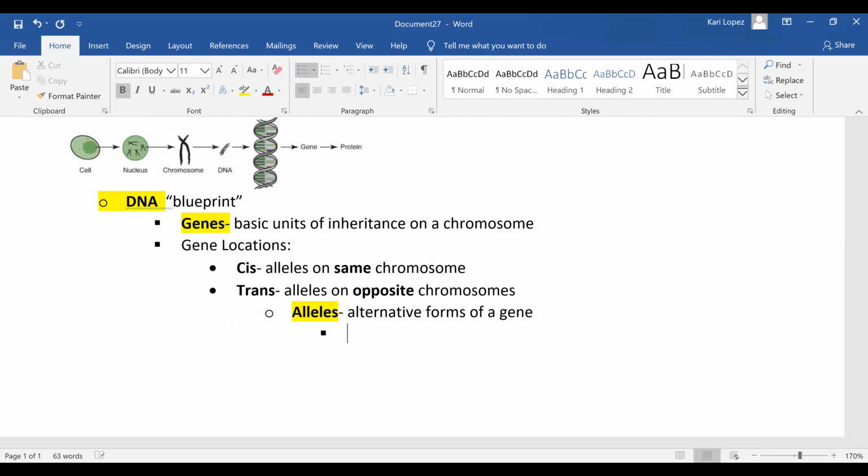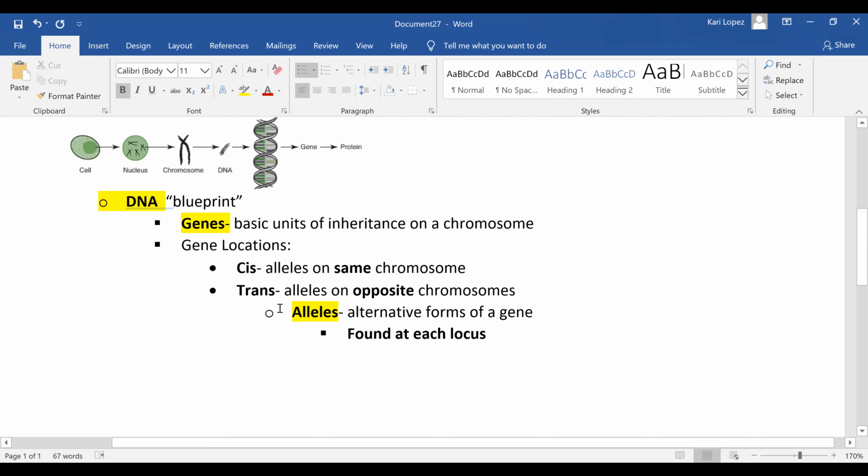And they are found at each locus. And now the best way I can explain alleles is that they are like flavors of genes.